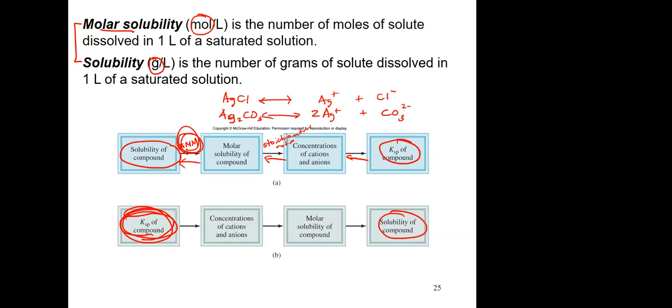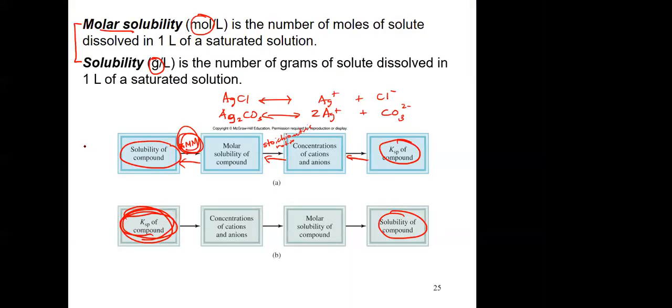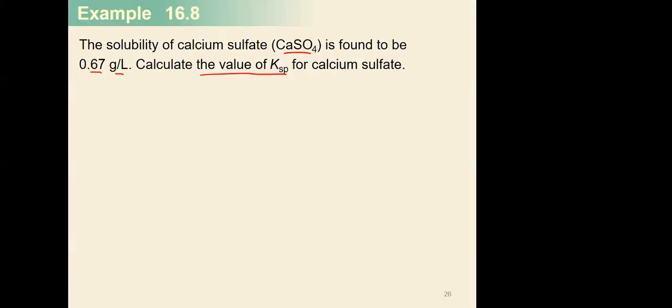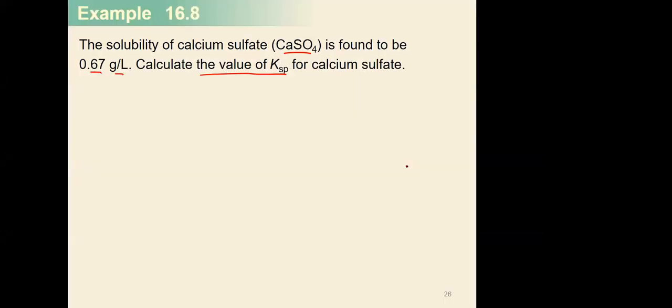So to give you an idea how this is done, we solve one problem here and then we call it a break. The solubility of calcium sulfate is found to be 0.067 grams. Calculate the KSP for the calcium sulfate. What type of problem is this? The first one or the second one? First type of problem. Okay, so you're given the solubility here and you are asked for the KSP. So that's the first type of problem.